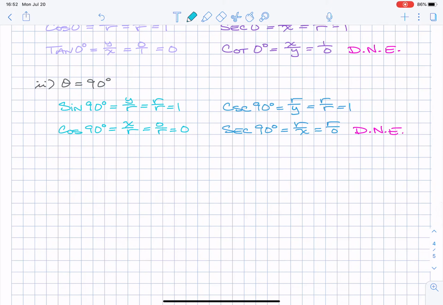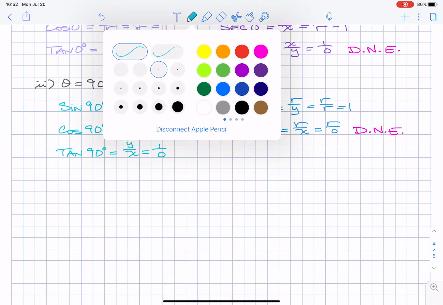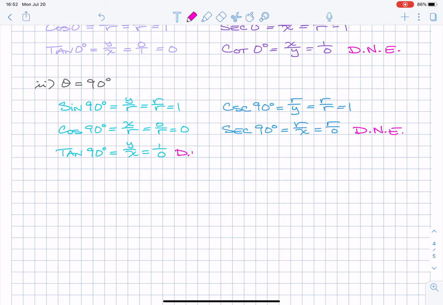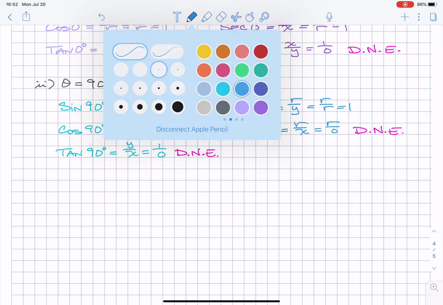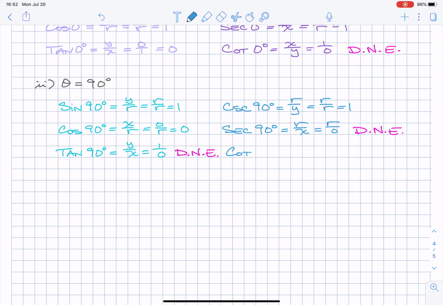Okay, so now tangent of 90 degrees is just the quotient of the two guys above that, namely y over x. 1 over 0, but thou shalt not divide by 0. So tangent of 90 degrees does not exist. The reciprocal, cotangent of 90 degrees, which is going to be x over y, is going to be, what was x? x was 0, y was 1. Well, that's just 0.